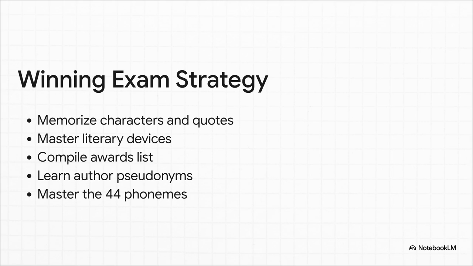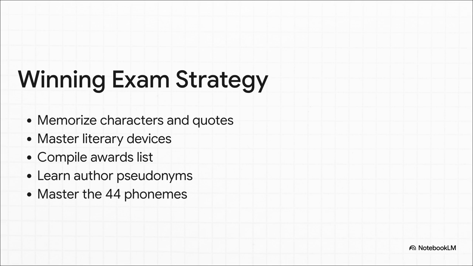Number 1, like we just talked about, move way beyond basic summaries. You've got to memorize those minor characters and key quotes. Number 2, don't just memorize textbook definitions for literary devices, master them by looking at exact, real-world poetic lines. 3, get super organized and compile a dedicated literary awards list. You need to know exactly who won the Sahitya Akademi, the Booker, and the Nobel, and for which specific book.